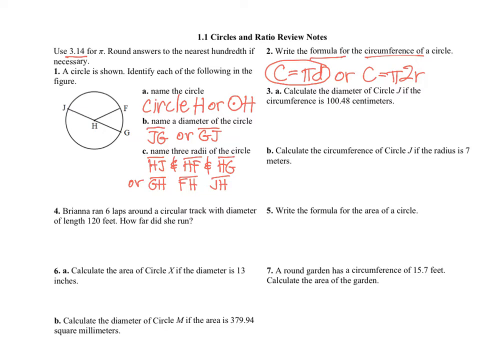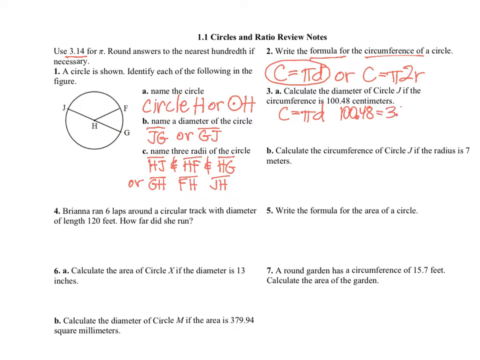Calculate the diameter of circle J if the circumference is, well, this is starting us off with a hard one. Like, they didn't even let us start off with finding the circumference. Well, we need that formula, and it's always a safe thing to write it down first. Circumference equals pi times diameter. But since they've given us the circumference, we're going to replace C with 100.48 equals, and now we're going to need some actual numbers.